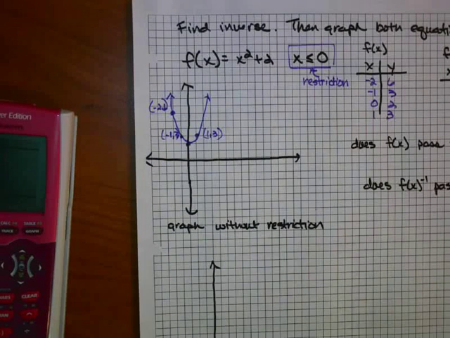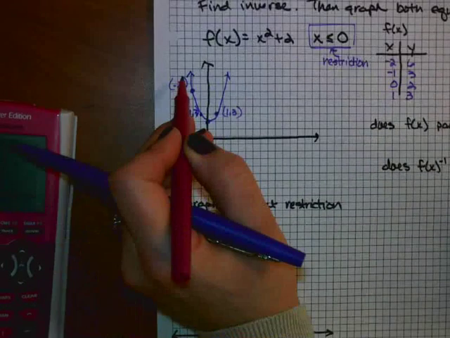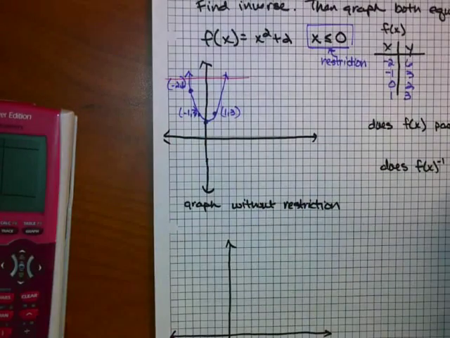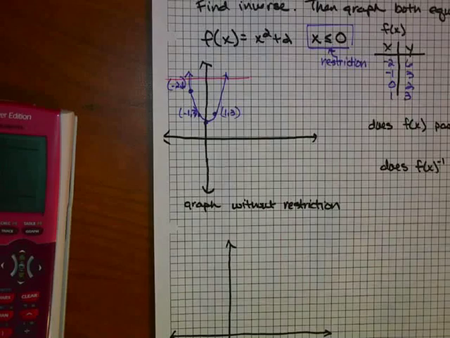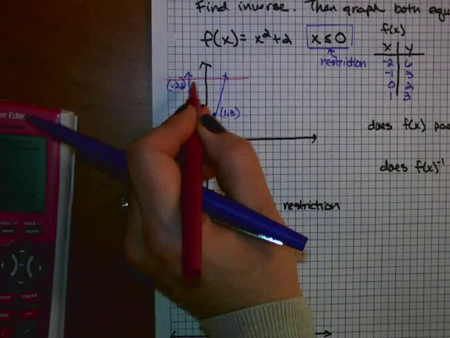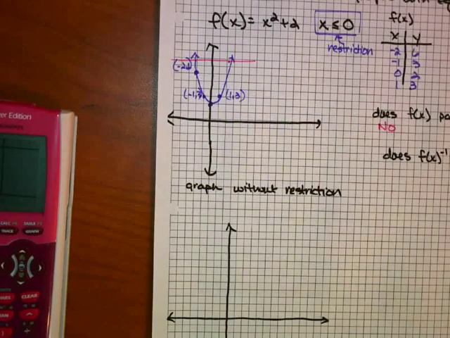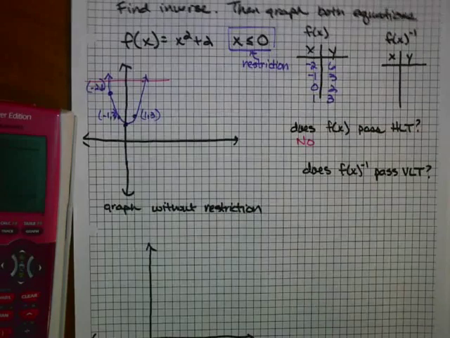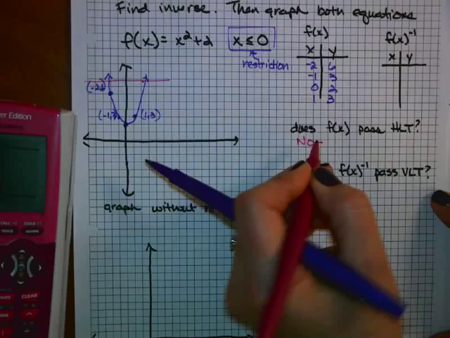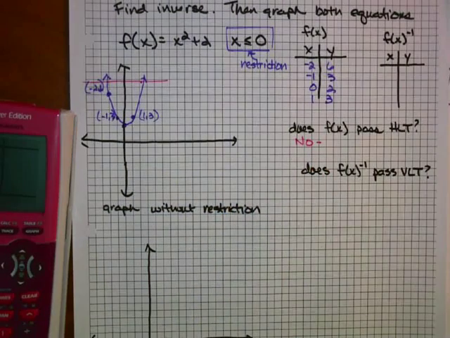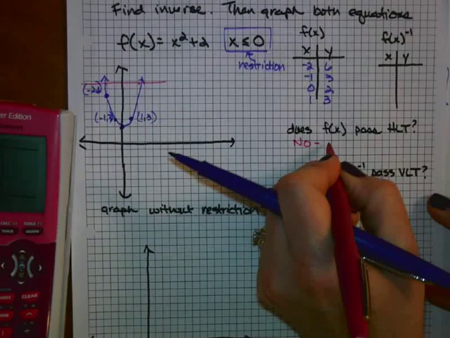Now, there's also a horizontal line test. What that does for me, and this is new to you, is if I drew a horizontal line here, does it pass the horizontal line test? No, it doesn't, because it hits it twice. If it does not pass the horizontal line test, that tells me that the inverse is not a function.